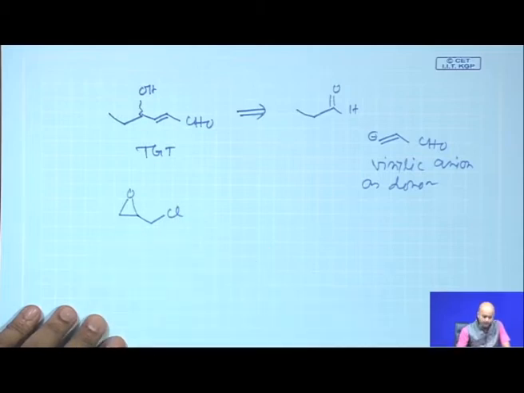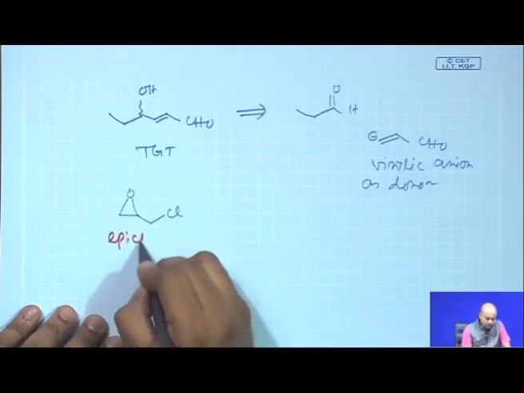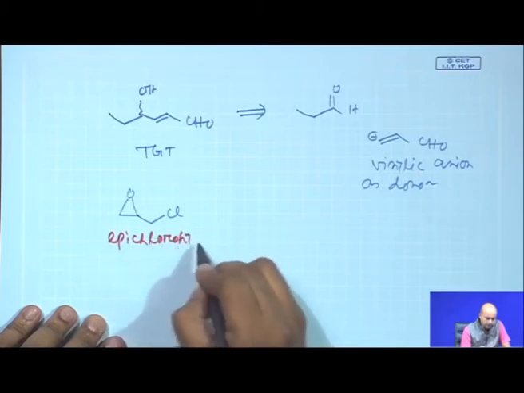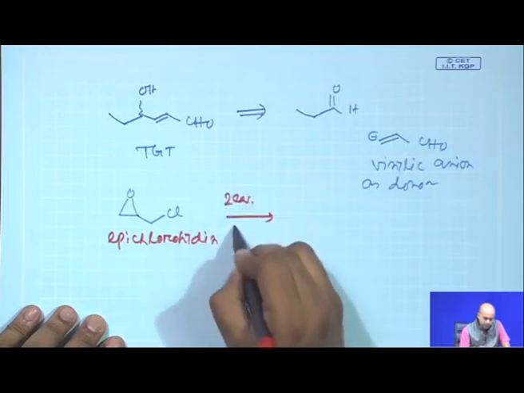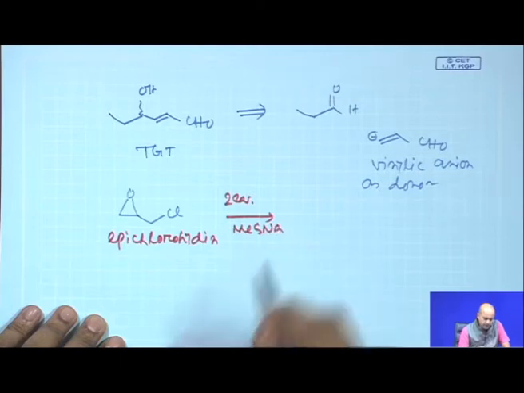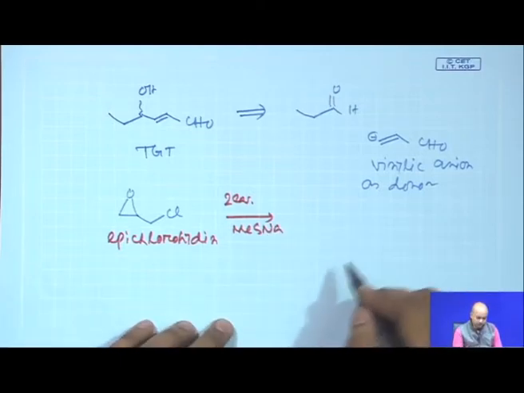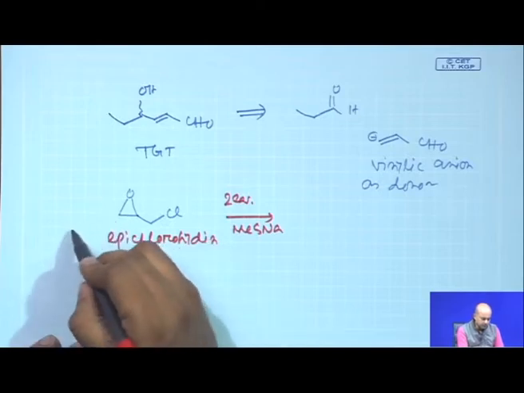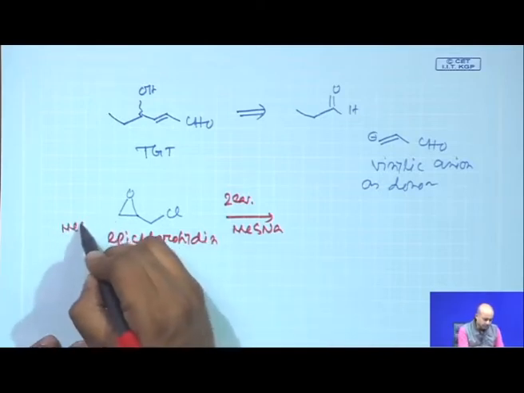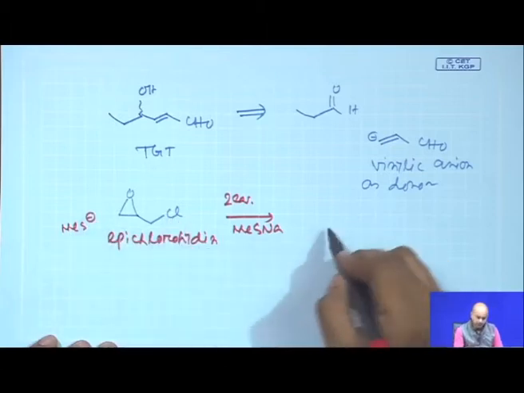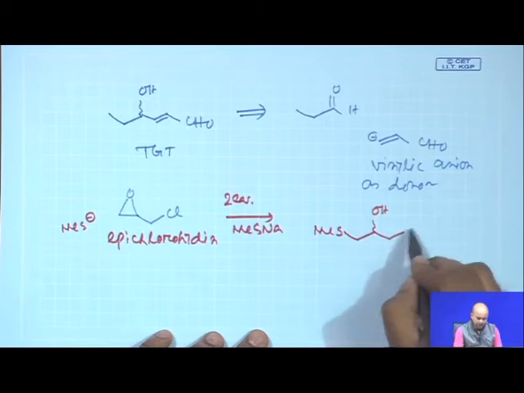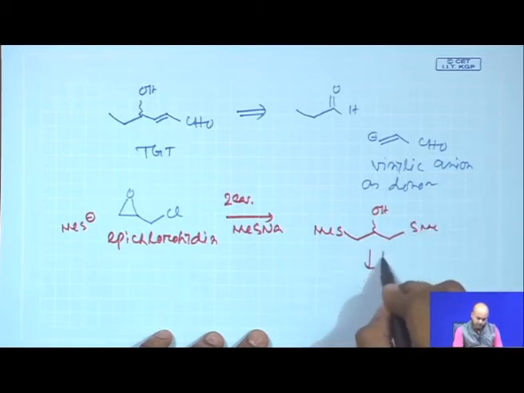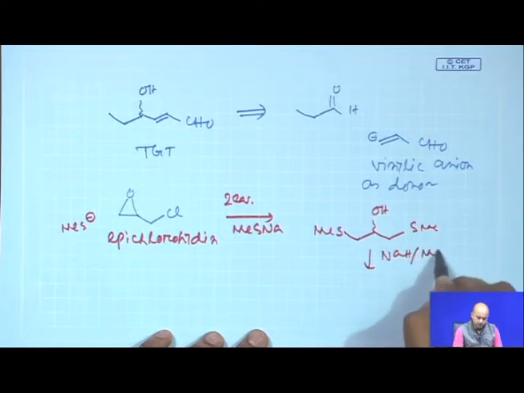He first took this compound, whose name is epichlorohydrin, and reacted it with 2 equivalents of MeSNa, the sodium salt of methanethiol. Initially, epoxide opening will take place by MeS minus, as well as SN2 with this Cl. So, you will basically get the MeS; epoxide opening will give you the alcohol and this SMe. Then the free hydroxy was protected with sodium hydride and methyl iodide.